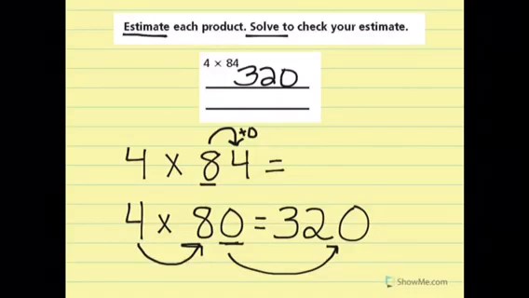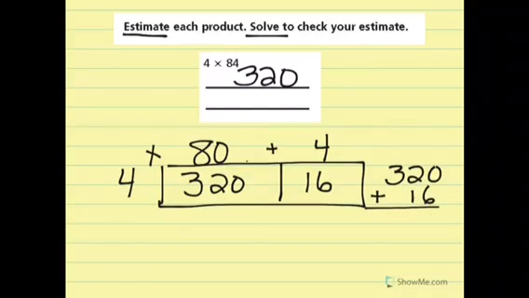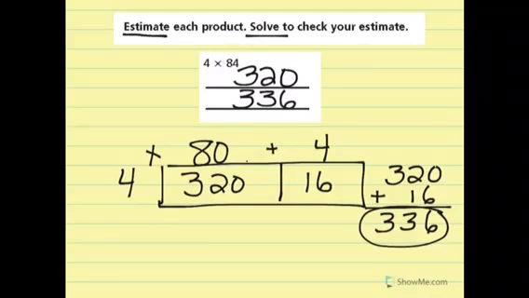Now I need to solve it. In order to solve it, I'm going to use an area model. Let's see. 4 times 80 gives me 320. And 4 times 4 gives me 16. Now I just add them up and I'll have my answer. 0 plus 6 is 6, 2 plus 1 is 3, and 3 plus nothing is 3. So my actual answer is 336, which is close to my estimate, so I have a good chance of being correct.